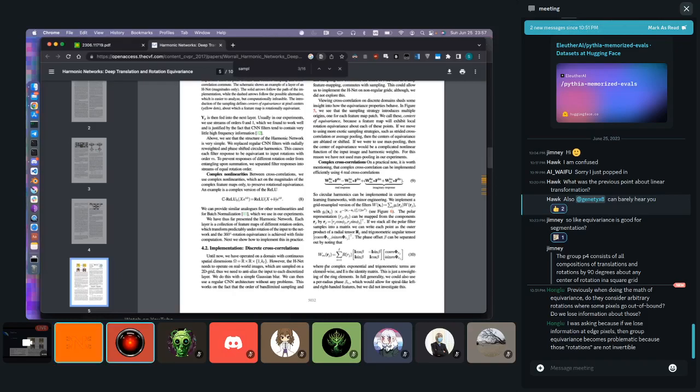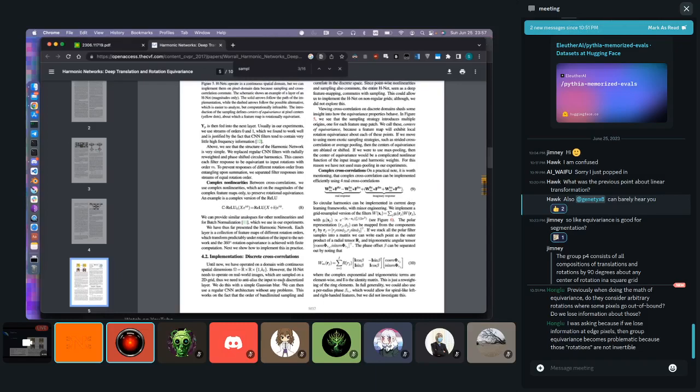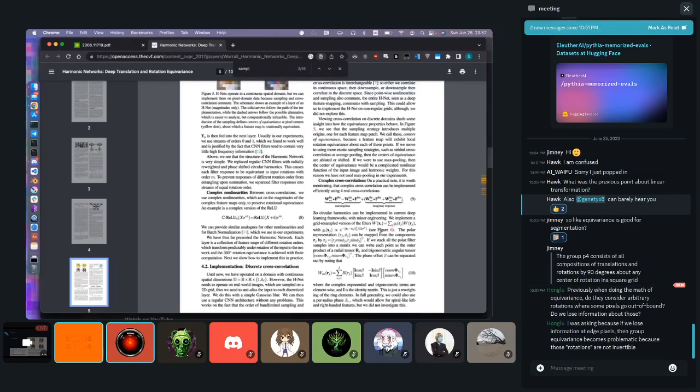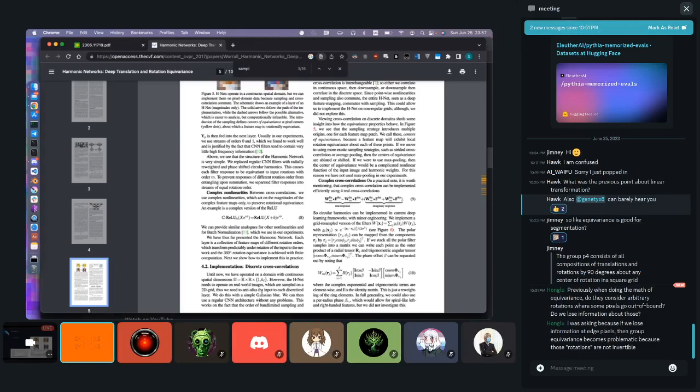I think if we lose information at edge pixels, then group equivariance becomes problematic because those rotations are not invertible. So I guess here they solve the problem by just not doing the convolution when they would lose some pixel, right? Yes. That is what they do.